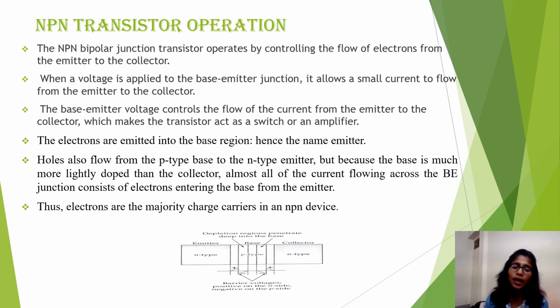In the transistor, electrons are emitted into the base region, hence the name emitter. Holes also flow from the p-type base to the n-type emitter, but because the base is much more lightly doped than the emitter, almost all the current flowing across the BE junction consists of electrons entering the base from the emitter in NPN transistor operation. Thus, electrons are the majority charge carriers in an NPN device.